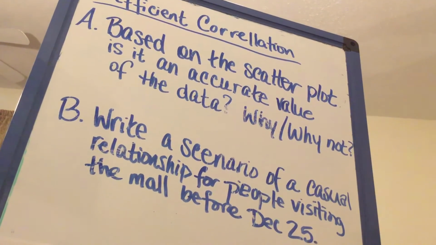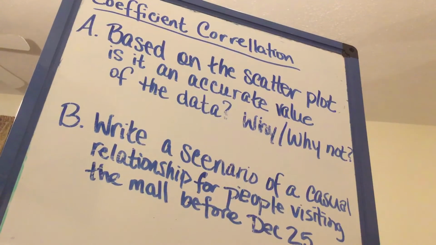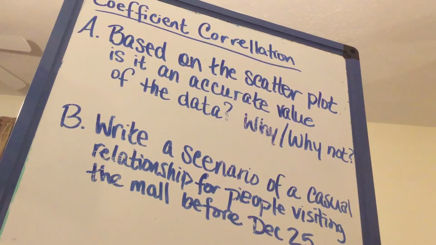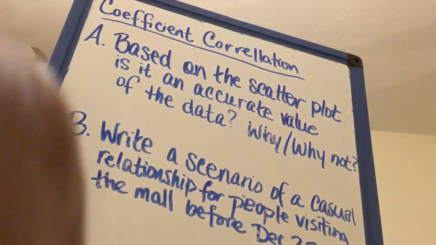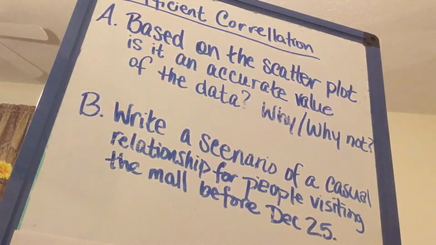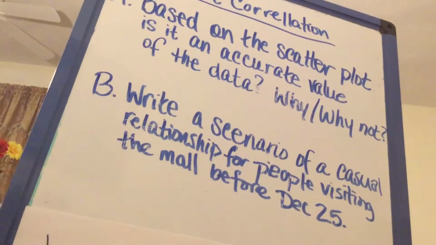Okay, so let's try this tonight. We're talking about coefficient correlations. Coefficient correlations come up when we're talking about scenarios that are not exact. For example, the problem we're talking about right now is the days to Christmas. I'm going to have you look at the graph, then I'm going to read you the question, and then I'm going to explain why.